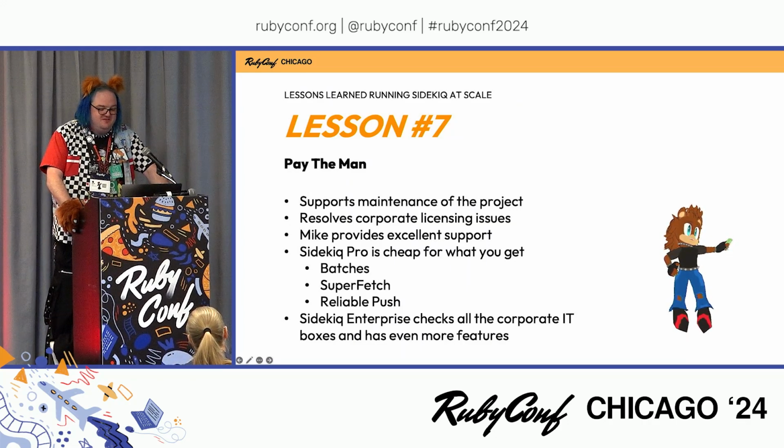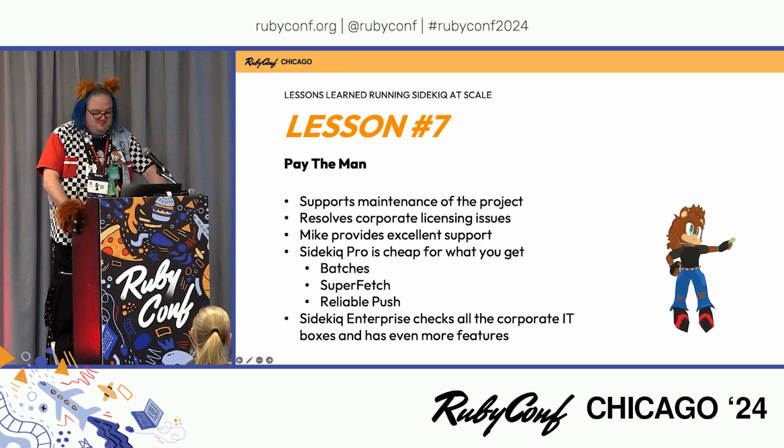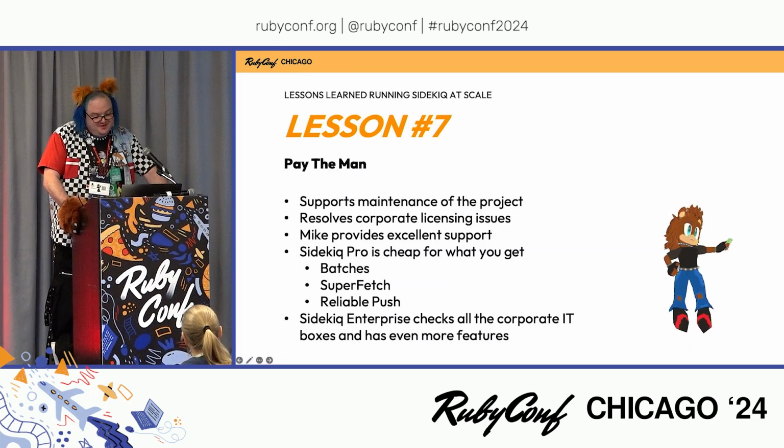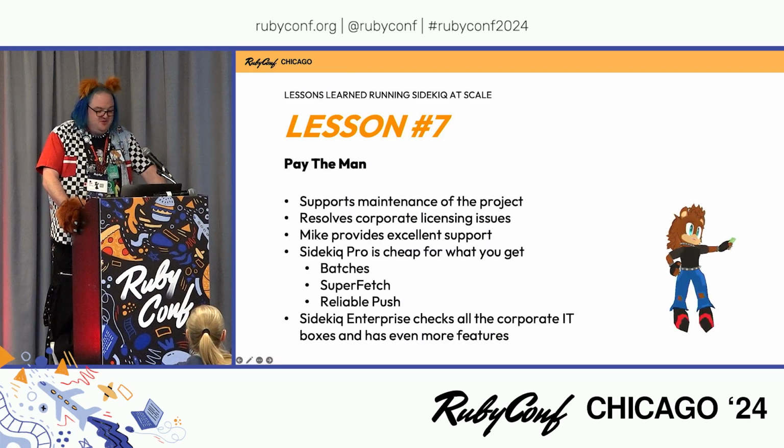It also solves some licensing issues if you work in a company that doesn't like the LGPL. I think it's easy to comply with, but that's my opinion, not necessarily the opinion of corporate legal. So it makes it really easy to deal with that, because now you're paying for it and they don't care. Superfetch is really good. Reliable Push is really good. Both of those would be individually worth it. Batches are useful, again, worth it.